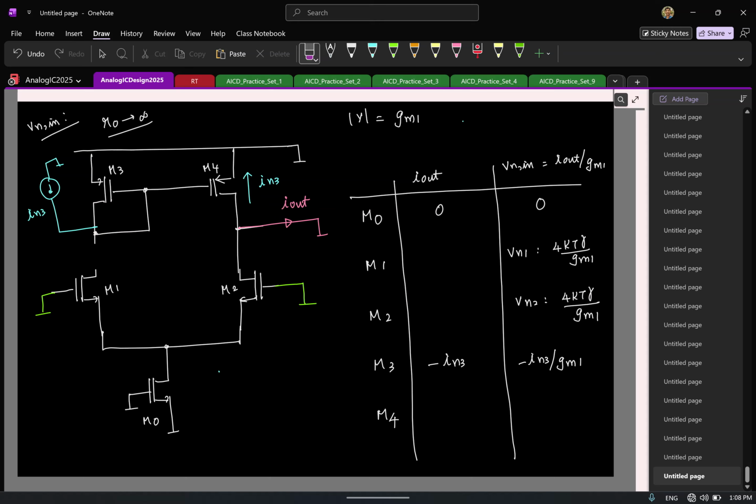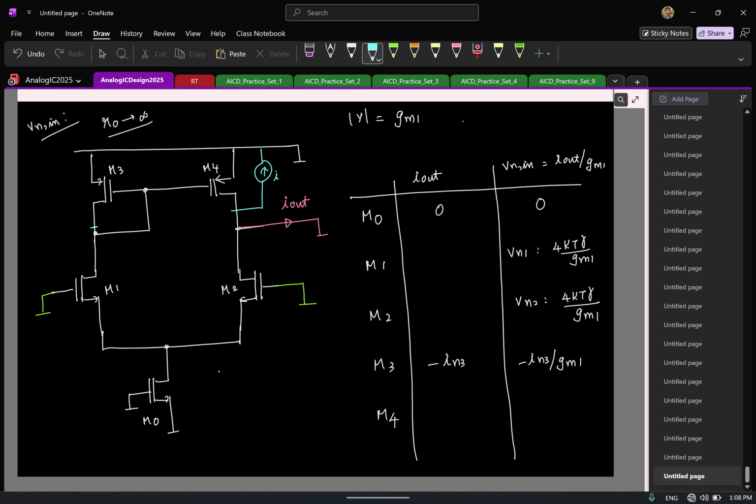Now that leaves us with only one last thing. Let's do it for M4. Again for M4, I can assume that I have a current source like this. Or let's say push it this way. I'll assume the direction this way. So now tell me how much of IN4 flows to the output. All the current will flow there. So this will directly add here. Plus IN4. This is plus IN4 by G.